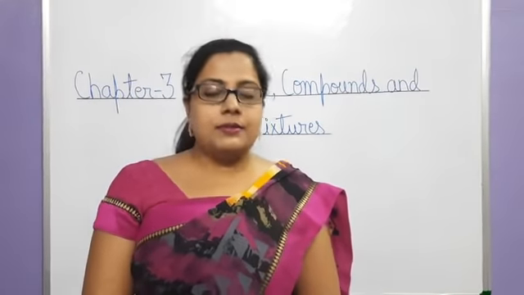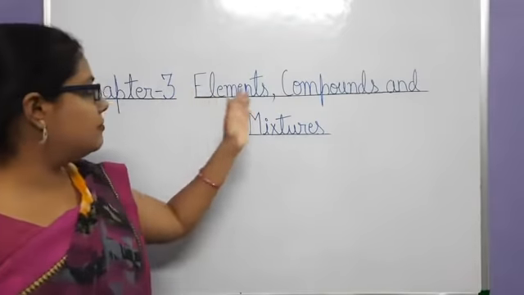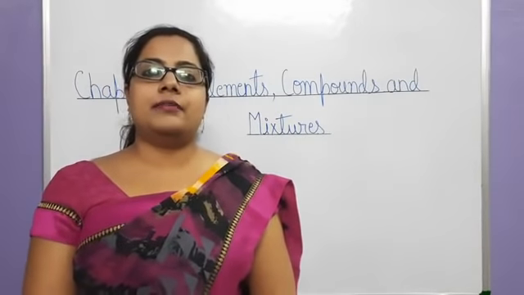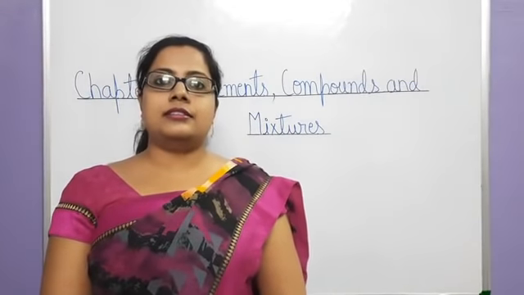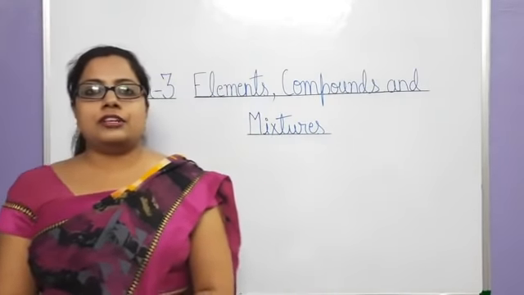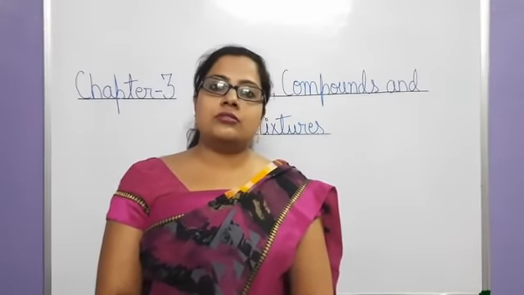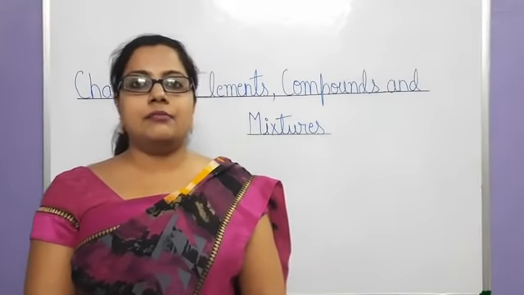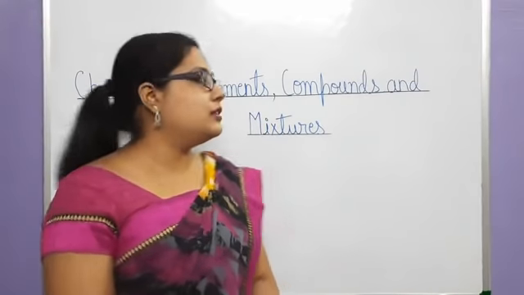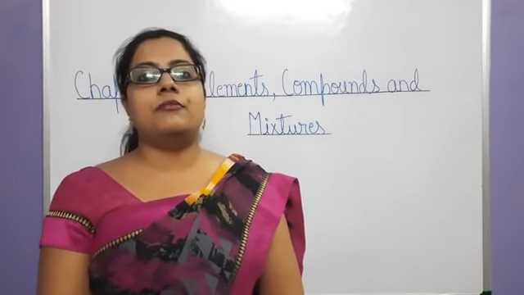So today we will be starting the third chapter. The name of the third chapter is Elements, Compounds and Mixtures. I hope these topics you have already read in the previous class and some of the part is clear to you all. So let's start with the introduction. I have told you in the first chapter that everything around us is made up of matter. Matter is also classified into elements, compounds and mixtures. So there are various kinds of matter around us. Some of it will be in the form of elements, some in the form of compounds, and some in the form of mixtures.